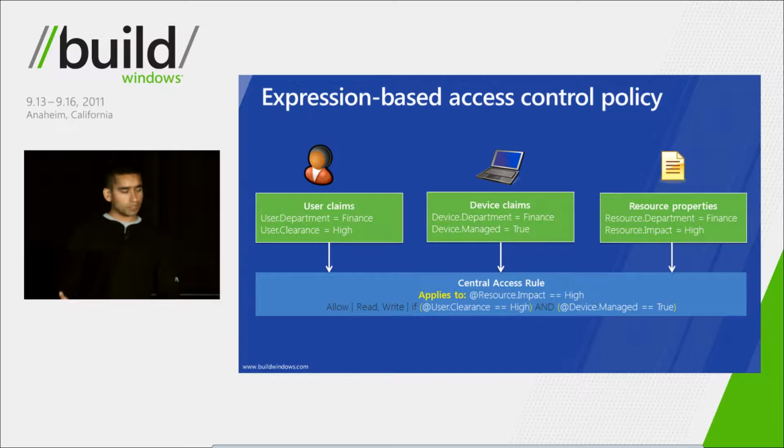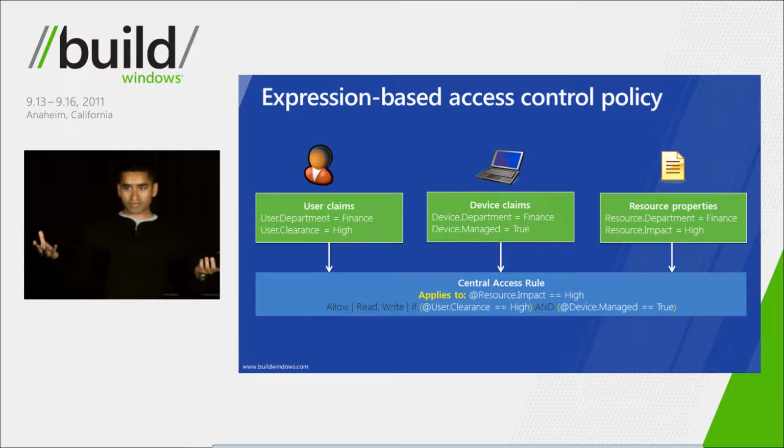So this is a visual illustration of what an expression-based access policy looks like. Now, we've used all the 3 concepts that I just described: user claims, device claims, and resource properties, to create this particular rule here. This rule applies to only the data that is classified as high impact. And the condition gives read and write access to a user if they have a high clearance and they are accessing the data from a machine that is managed by the IT department.